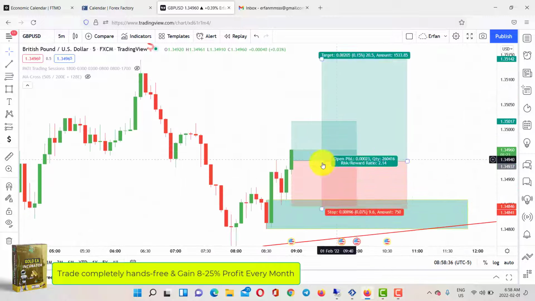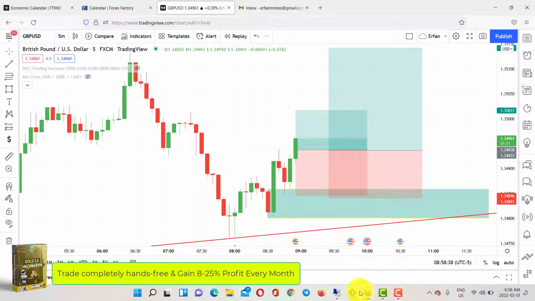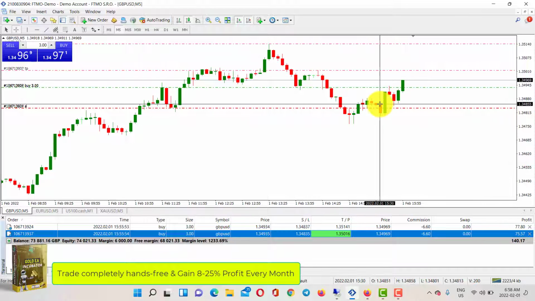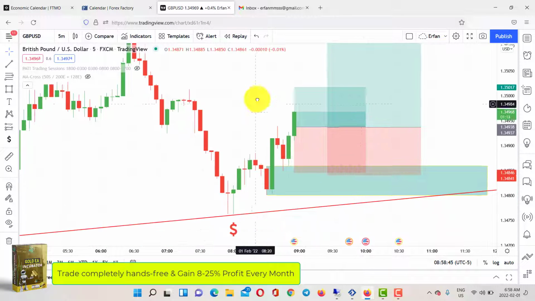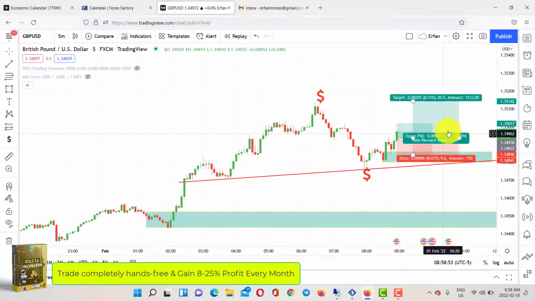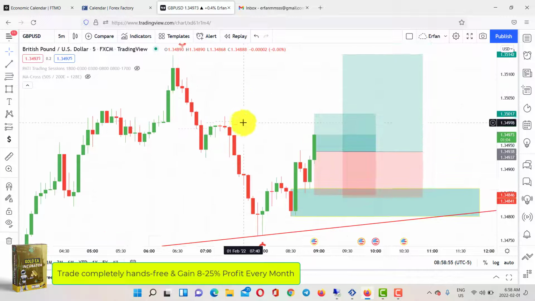Okay guys, so here I took my trade. As you can see, I took my trade right here. I'm gonna show you why, because of this high probability order block that we had right here. Look at this high probability order block. The price shot up, came back to this zone, bullish engulfing candle, uptrend, everything is clear, crystal clear.